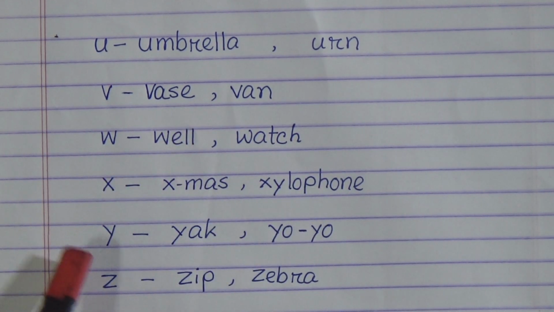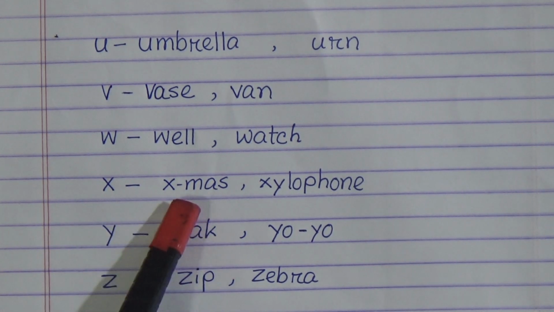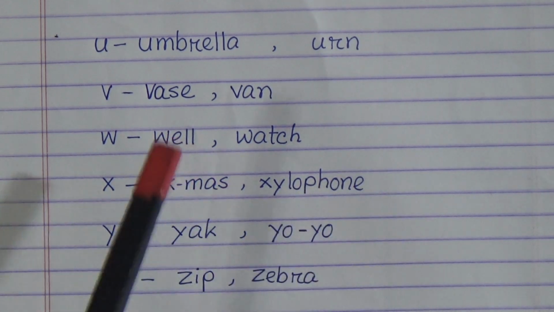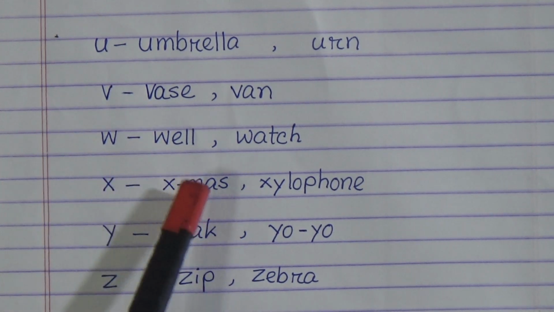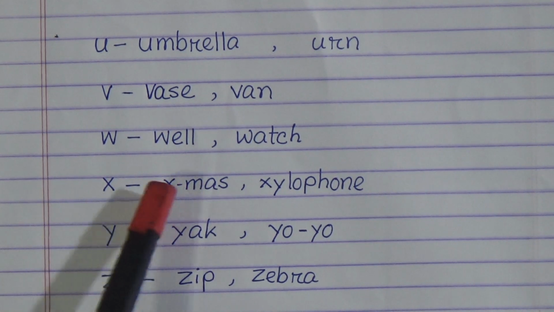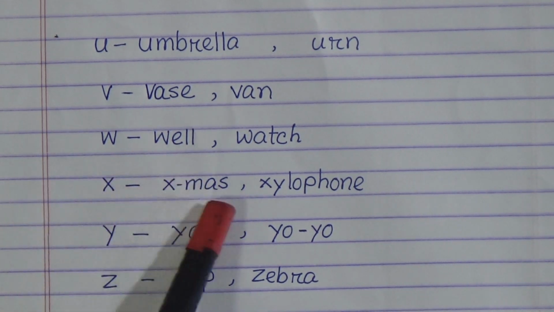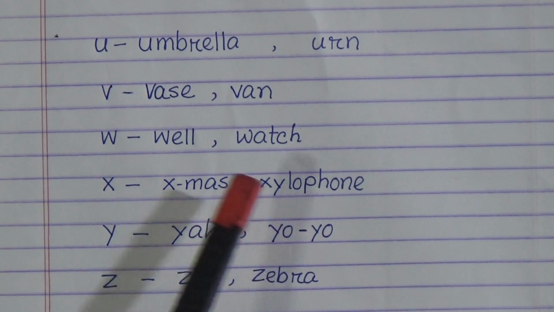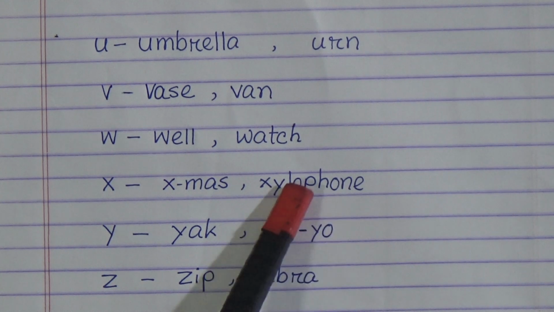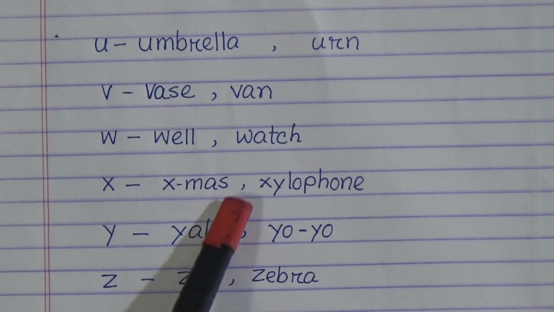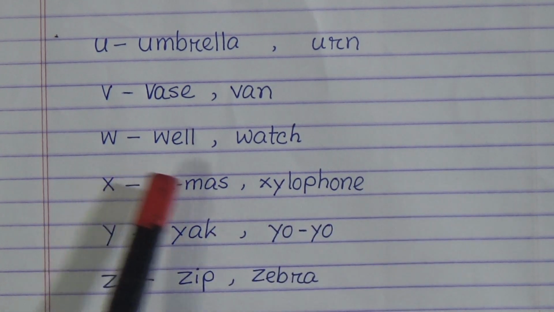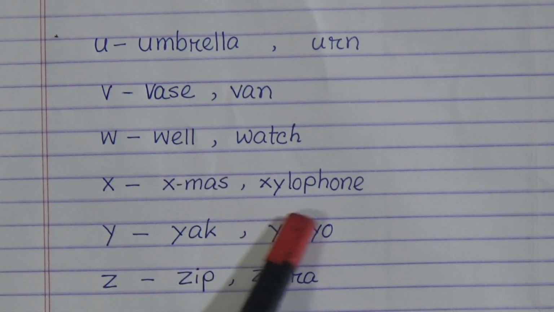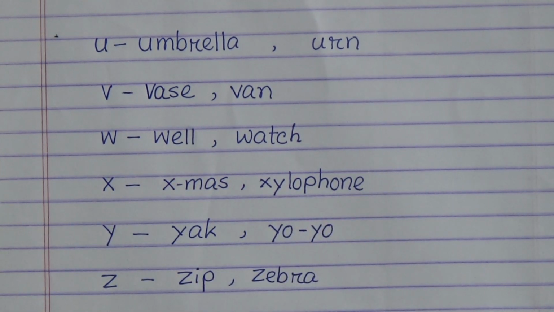Now X. X for Xmas, that means Christmas, and xylophone. So Xmas, X, M-A-S, mas, Xmas. Now xylophone. X-Y-L-O, xylo, P-H-O-N-E, phone, xylophone.